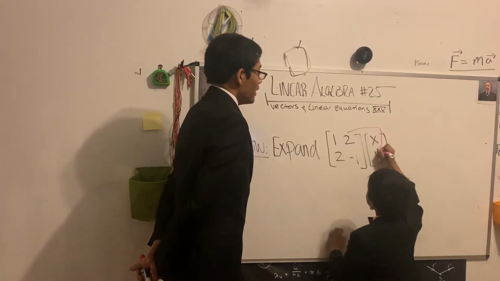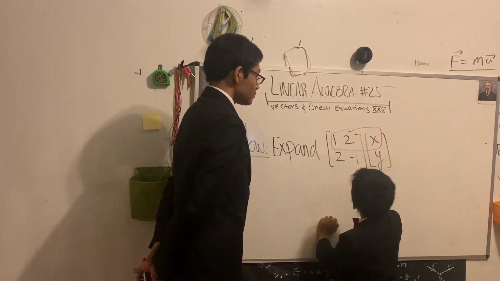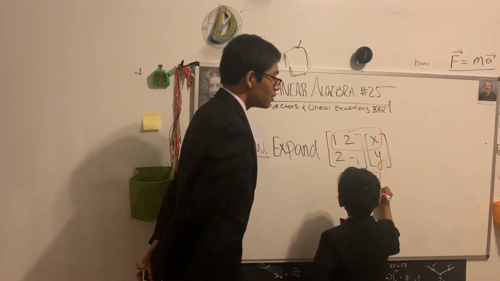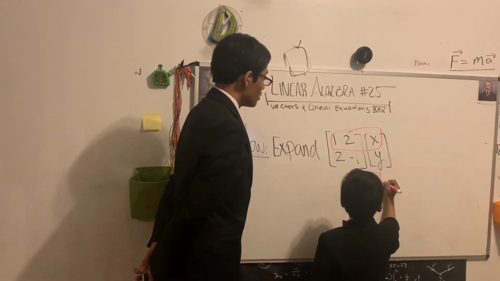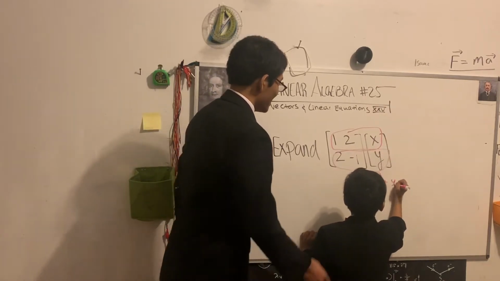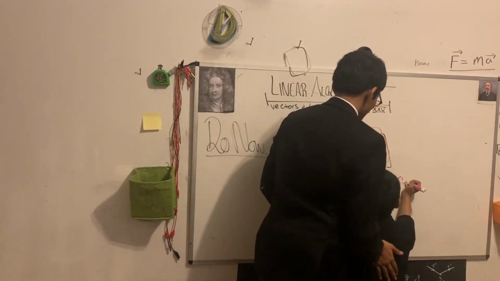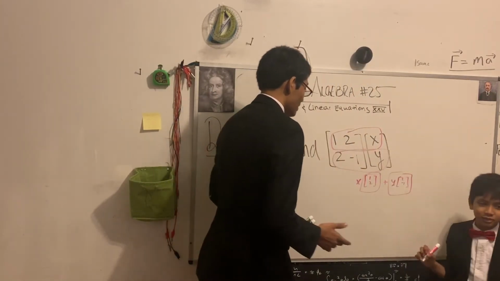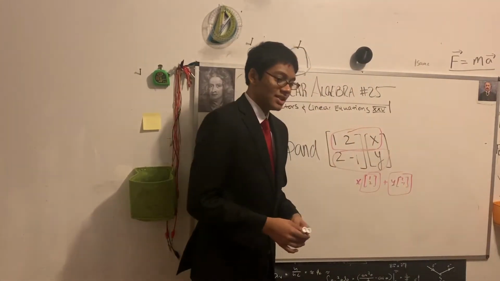So x times the vector 1, 2, and that's basically how many 1, 2s you need, plus y times the other vector to make the 1. Be careful. Okay, so that's almost close.